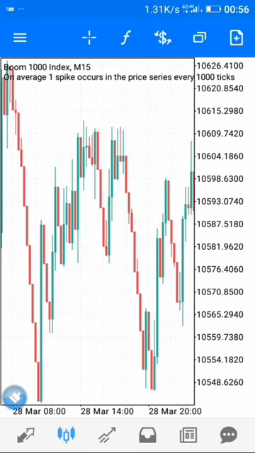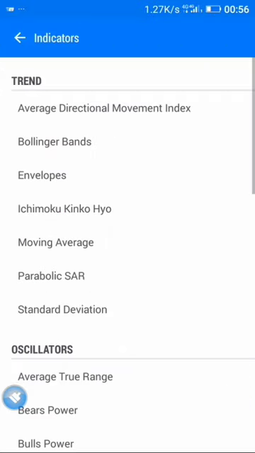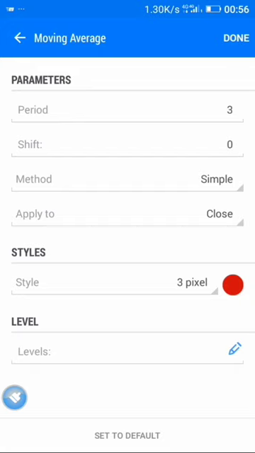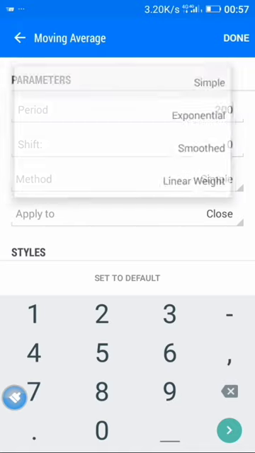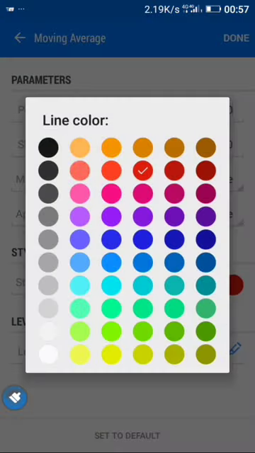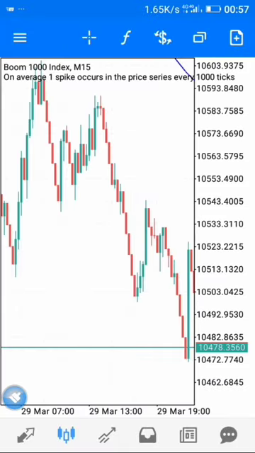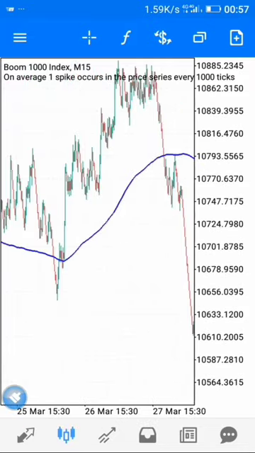Okay, as you can see, let's just put it in. Let's add it to our chart by clicking the F icon. Then you go to moving average, and we're going to choose the period 200, shift 0, method is simple, and then you apply it to close. Let's choose the color, the pixel 3, and then the color blue. Okay, and then you're done.